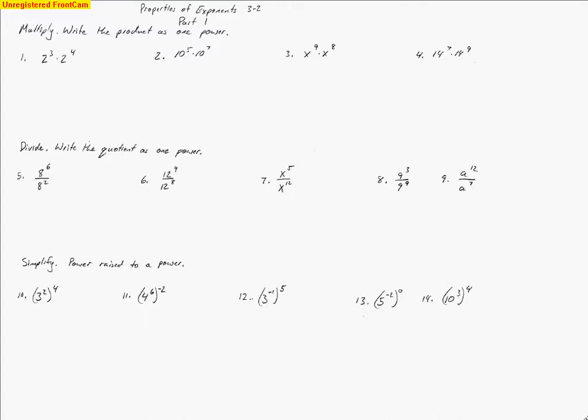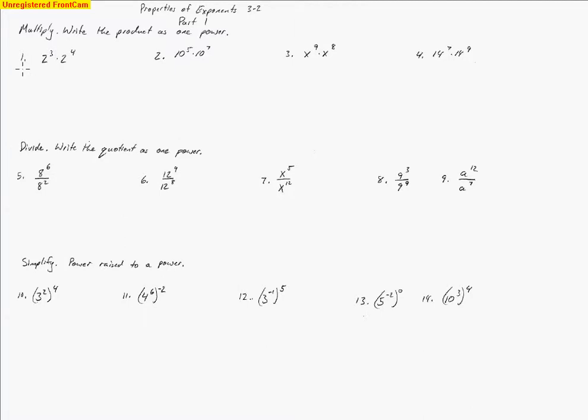This is the lesson for the first part of Chapter 3, Section 2, so let's see what it's talking about. It asks us to write the product as one power. What we've got here are three different rules we're going to take a look at, and we're going to figure out what those rules are. So let's take a look at the first one.